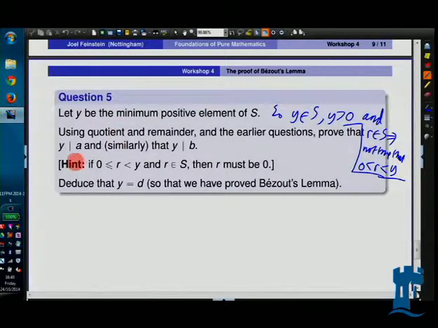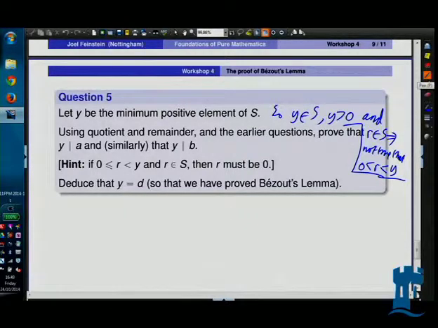And that gives you this hint. So if 0 is less than r is less than y, and r is in S, well, we've eliminated 0 strictly less than r strictly less than y. So the only possibility is r is naught. There we go. And now we're going to use that with quotient and remainder, together with everything else we've done.